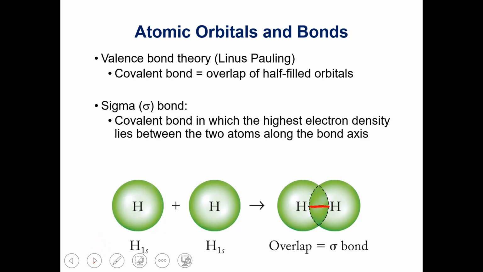So this bond, where the electrons are being shared between two atoms, is called a sigma bond. It's a covalent bond where the highest electron density is between the two atoms, and we have a bond axis here where the highest electron density resides. That bond axis is between the two hydrogen atoms, or whatever element we have.